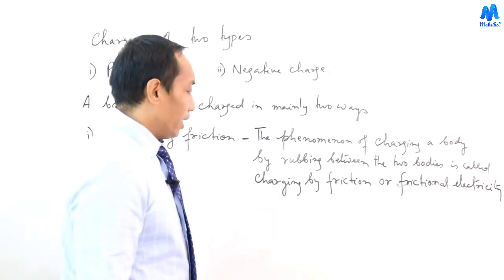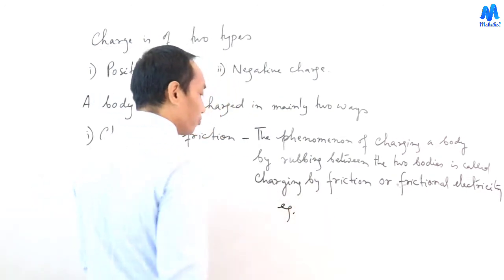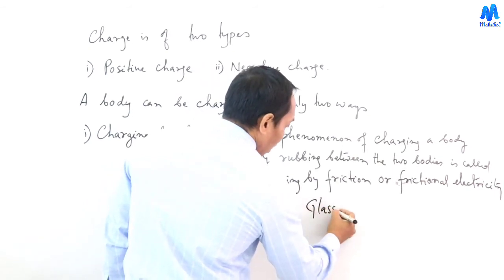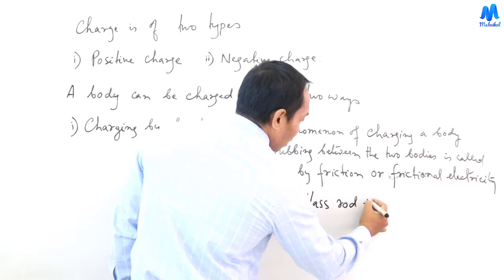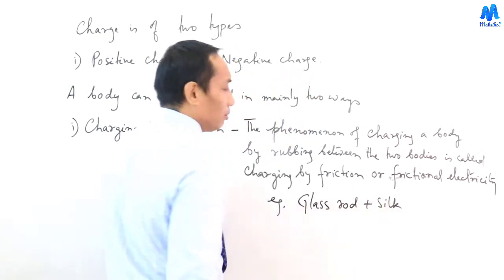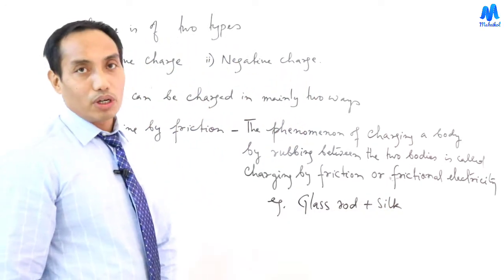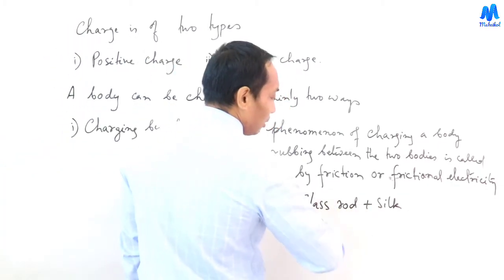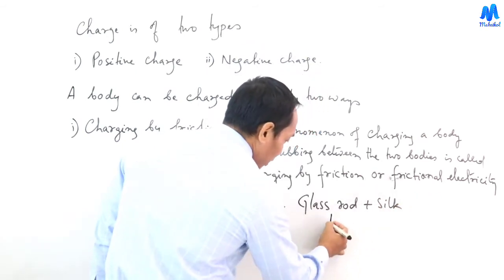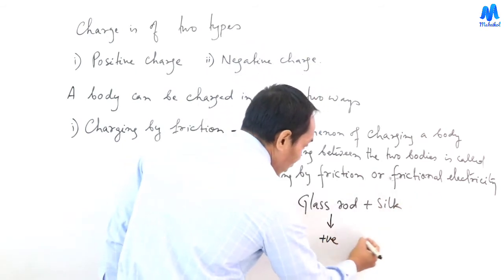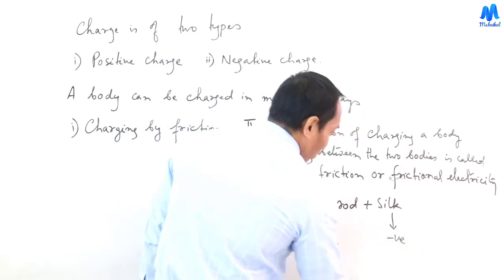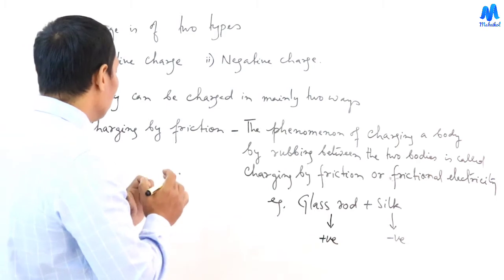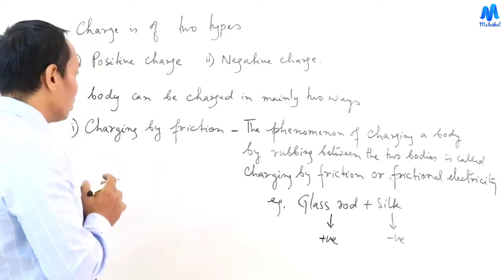See, for example, say glass rod and silk. When a glass rod is rubbed with silk, the glass rod acquires positive charge and the silk acquires negative charge. And such type of charging a body is called charging by friction.